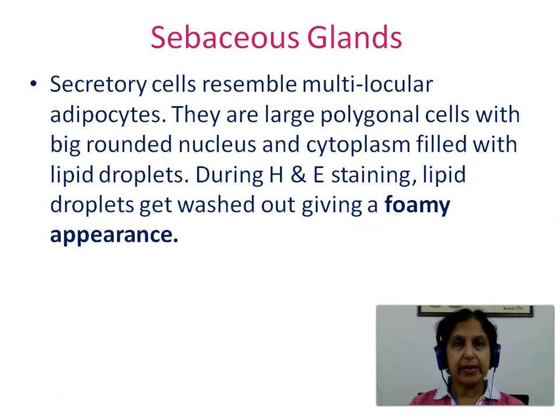Secretory cells resemble multilocular adipocytes. They are large polygonal cells with a big rounded nucleus, and the cytoplasm is filled with lipid droplets. During H&E staining, the lipid droplets get washed out, giving a foamy appearance to the cytoplasm.